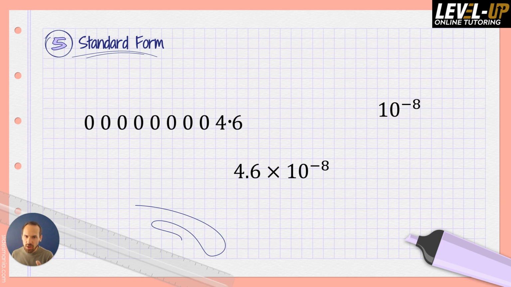And yeah, so just be mindful of that. If you're doing a really small number, the power is going to be negative because you're dividing down to a small number rather than multiplying up to a big number.